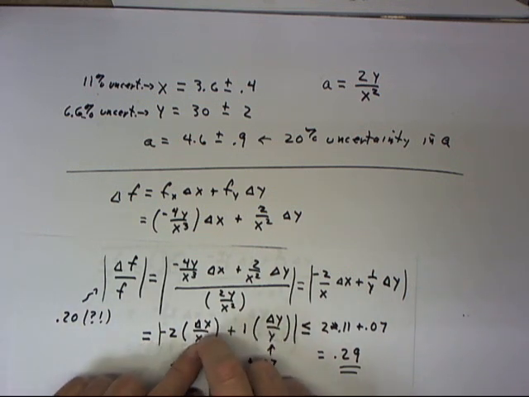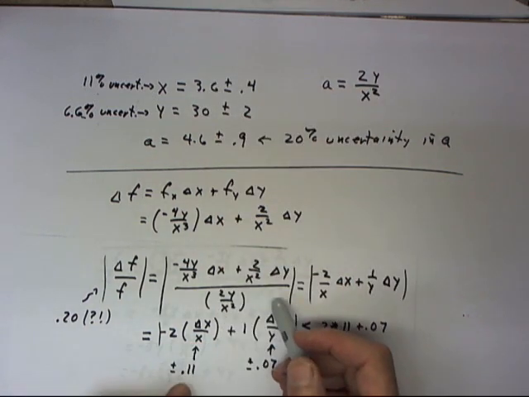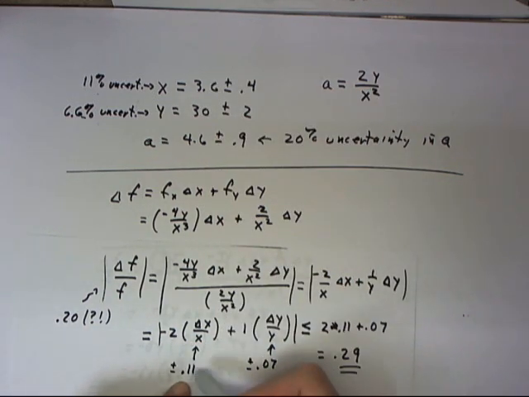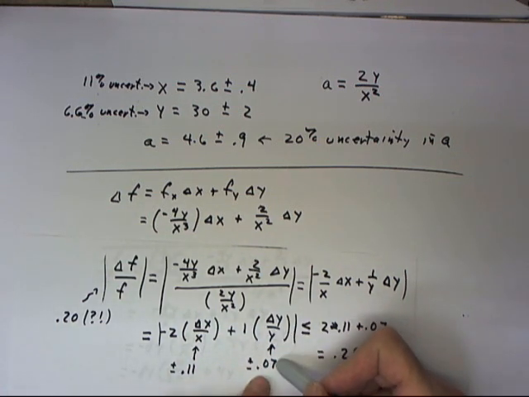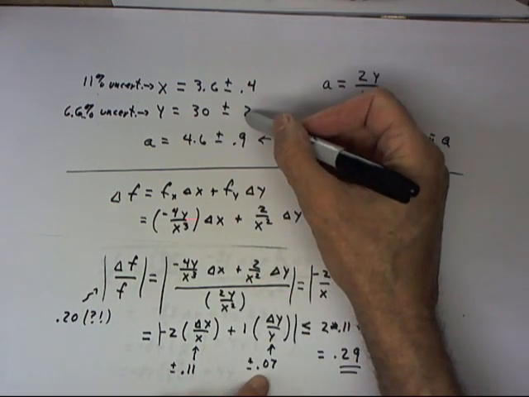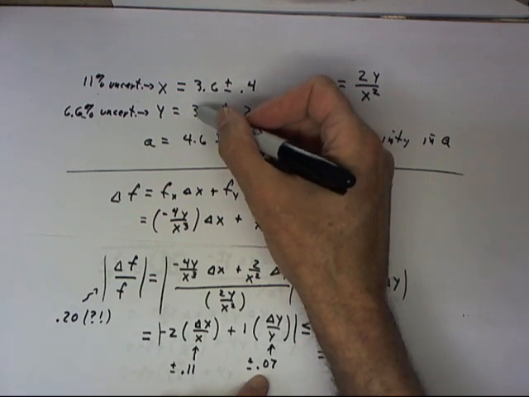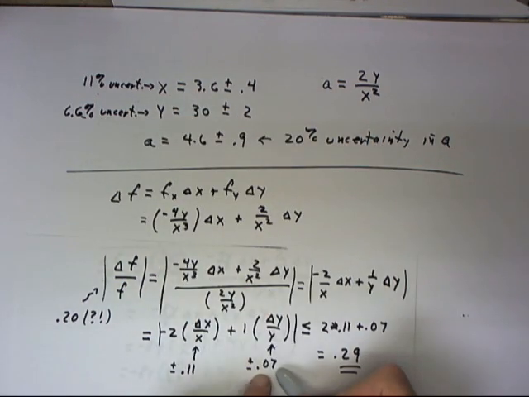Now what do we mean by delta x over x? Well, that was our 0.4 over 3.6. That was our 0.11. So this delta x over x could be plus or minus 0.11. Delta y over y could be plus or minus 0.07, 2 divided by 30. And I, in this case, rounded that up to the 7% or the 0.07.